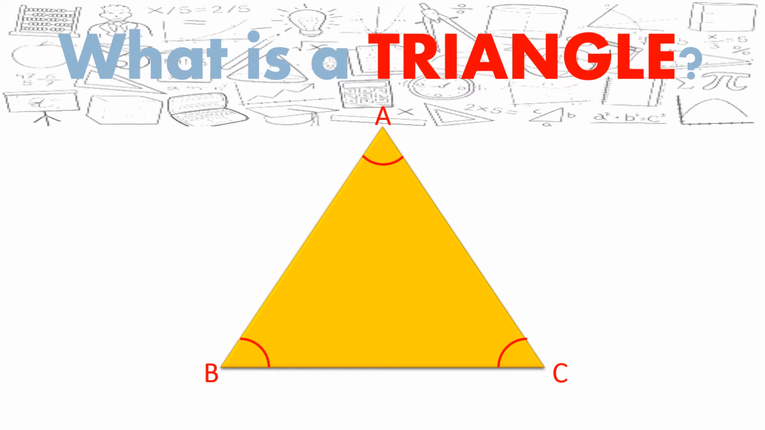So now that you know that a triangle has three sides and three angles, let us try and draw a triangle. Here you can see on your screen a triangle ABC. The three sides of the triangle will be AB, BC and CA, and the three angles in this triangle will be angle A, angle B and angle C.